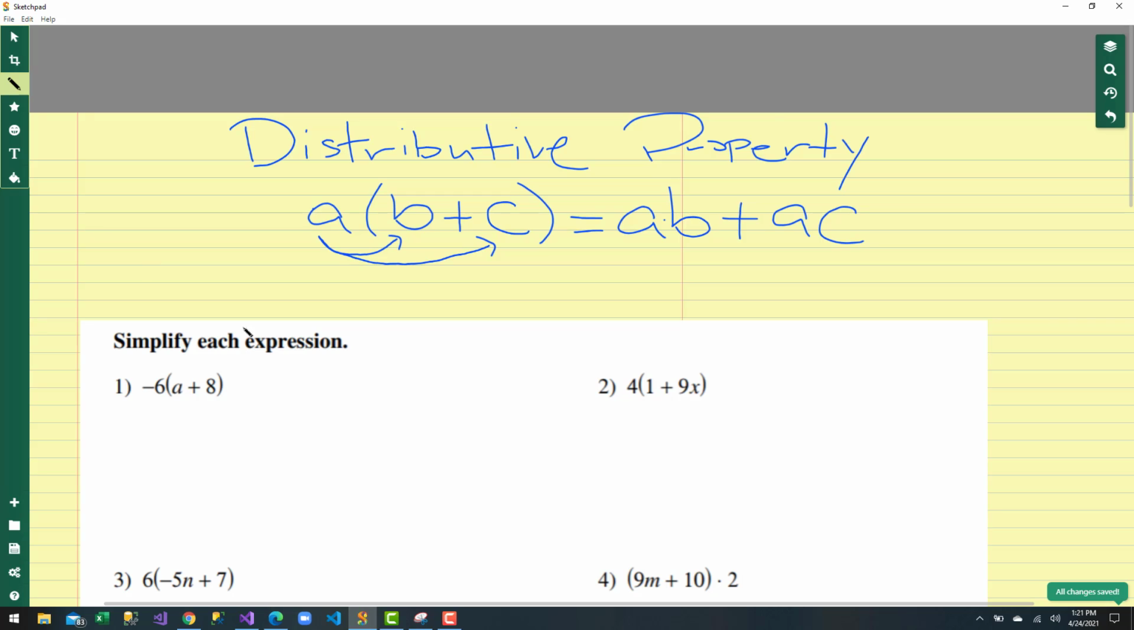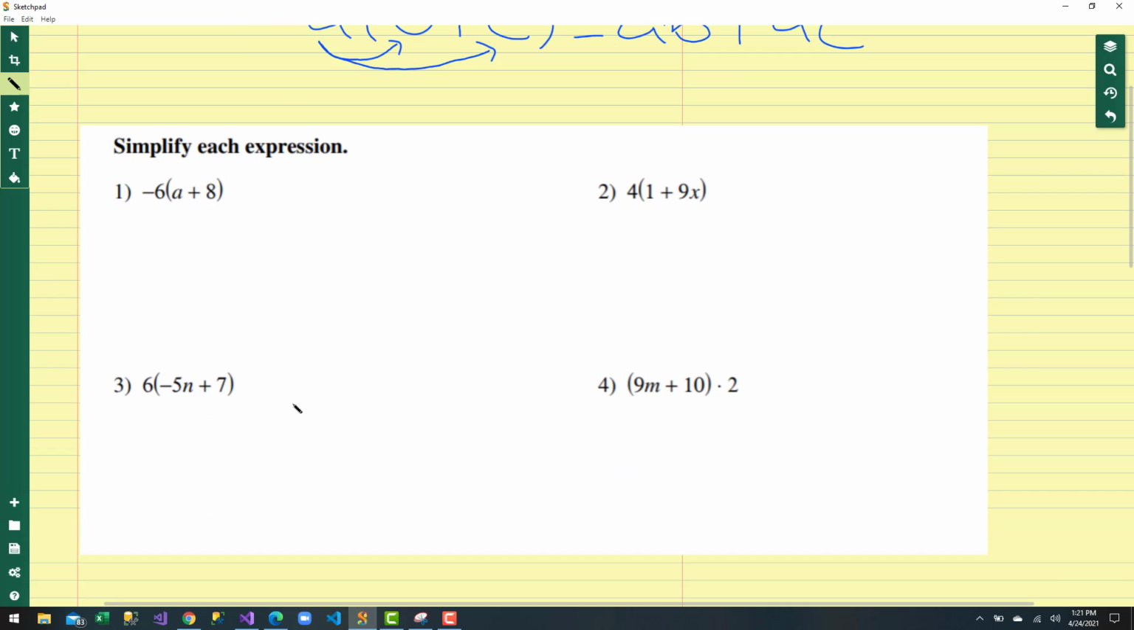So let's put this to practice. All right, so let's start with number one. I have a negative 6, and I'm going to multiply by positive A, and once I'm done, I do the negative 6 times a positive 8. Let's start one term at a time. So negative 6 and A. When you multiply opposite signs, that becomes negative. And 6 times A is 6A.